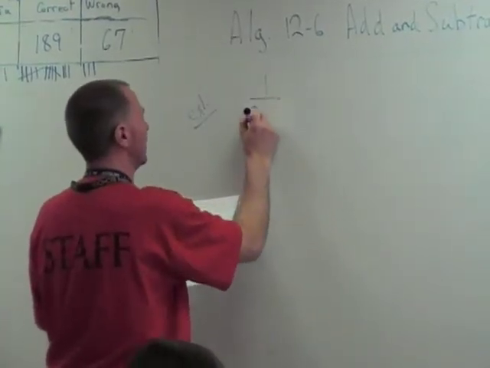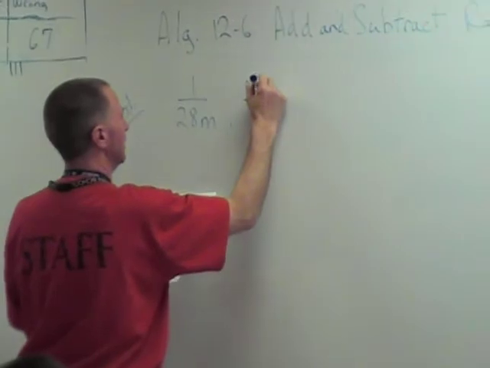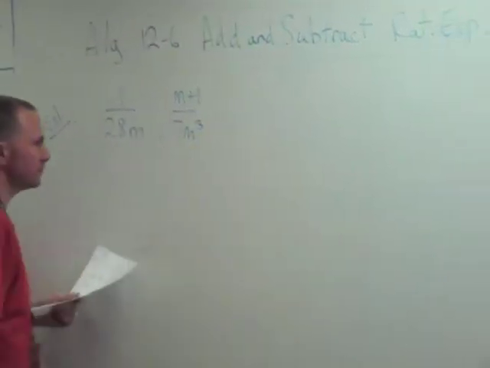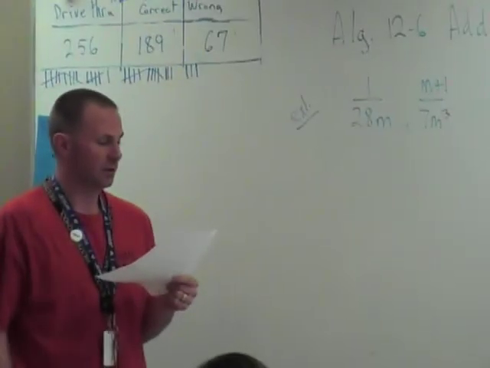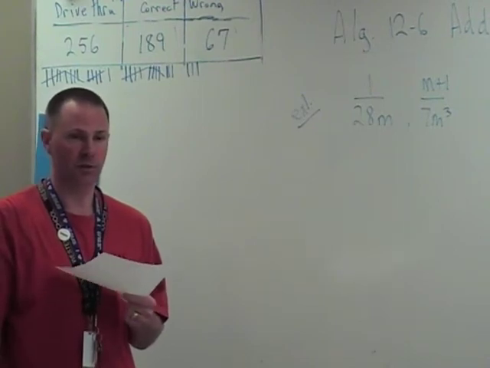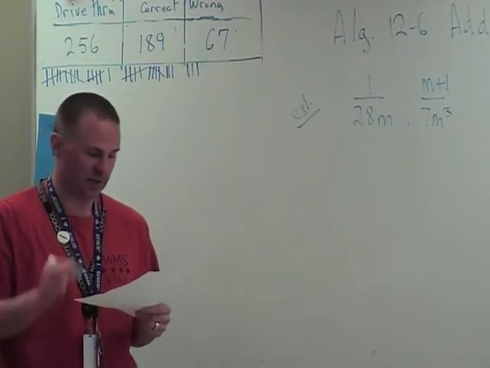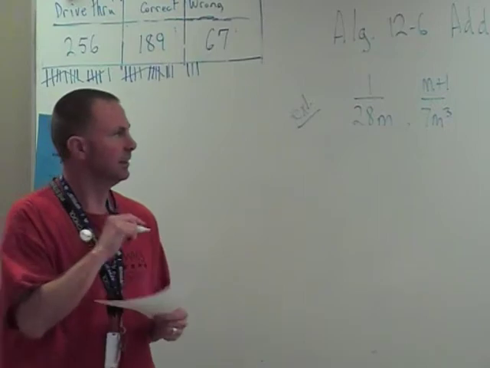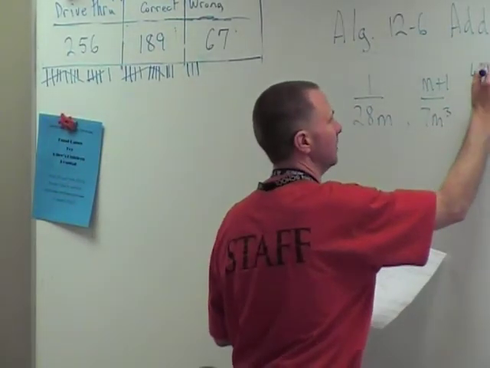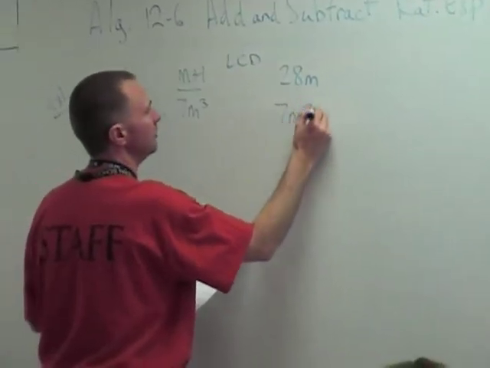So first of all, let's do a quick review about something here. This is m plus 1 over 28m. All right, so we've had something like this in the past. This is probably one of the most difficult ones you've had from the past, but this is the simplest one that you're going to have today. It's going to get ugly after this, but I want to give you a heads up about how you find the least common denominator. We talked about that. Well, the denominators we have are 28m and 7m cubed.